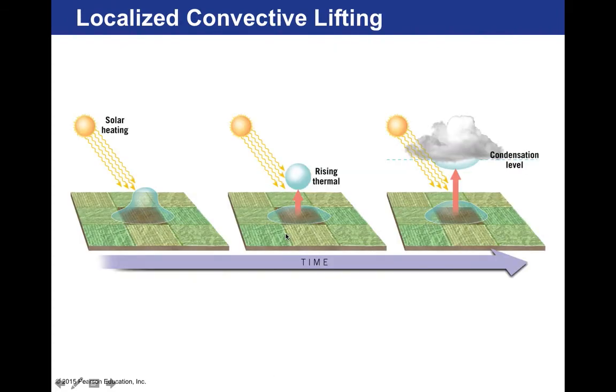And the last type is localized convective lifting, and this tends to happen a lot during the summer months. You're going to have some warm, moist air in the mornings during summer months, and then solar heating throughout the day is going to cause that air to rise. Once that air rises up to the condensation level, you're going to have clouds created and you can have localized storms being created during those months.